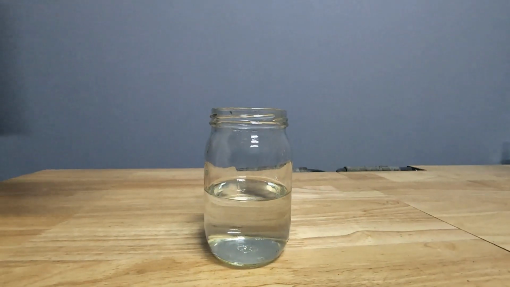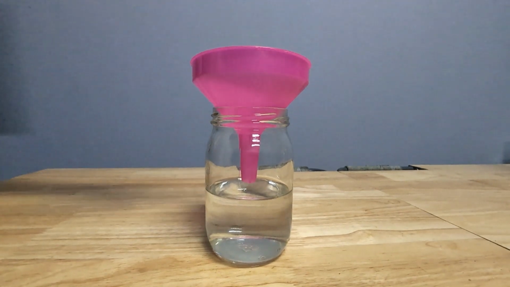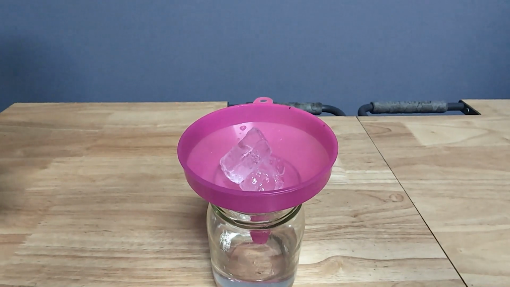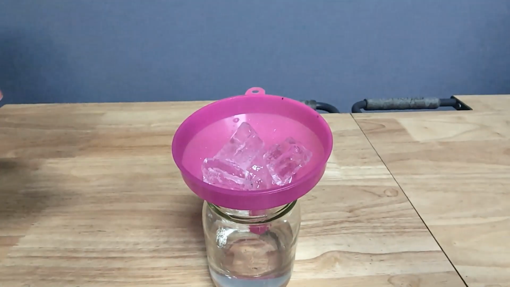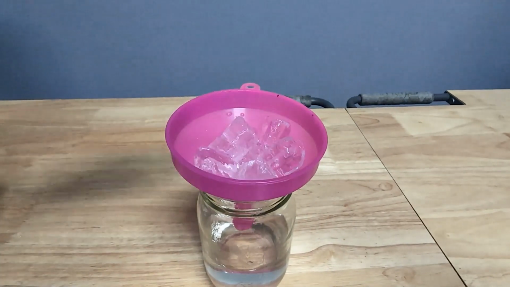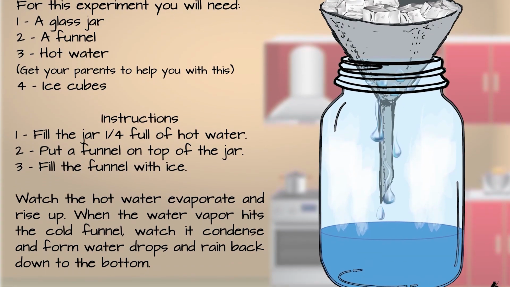Next, take your funnel and place it directly on the jar and make sure it sits nicely on top. Now, for the fun part, take those ice cubes and put them inside the funnel. Don't worry if they melt a little. That's all part of the process.